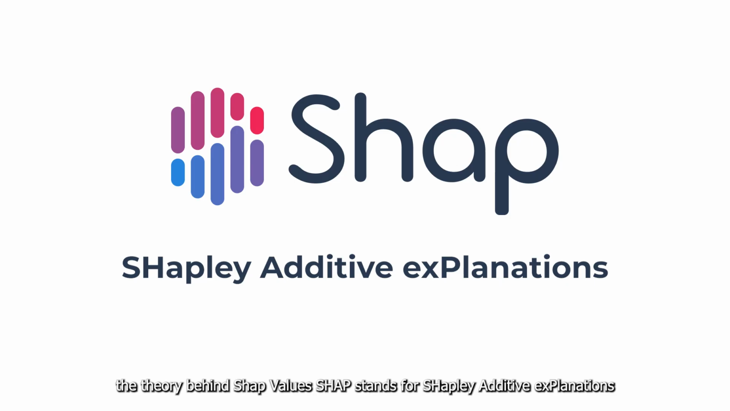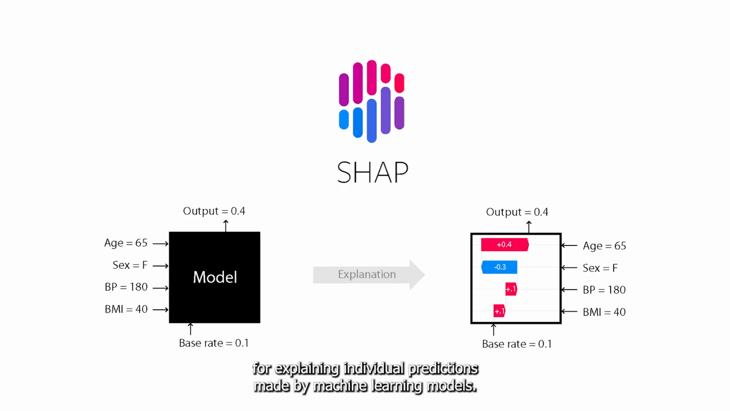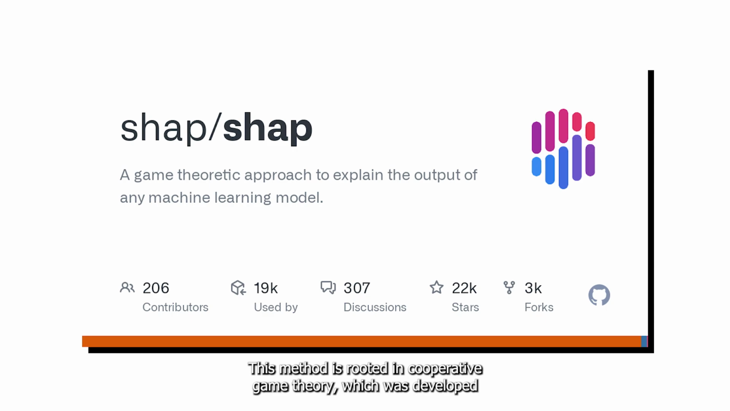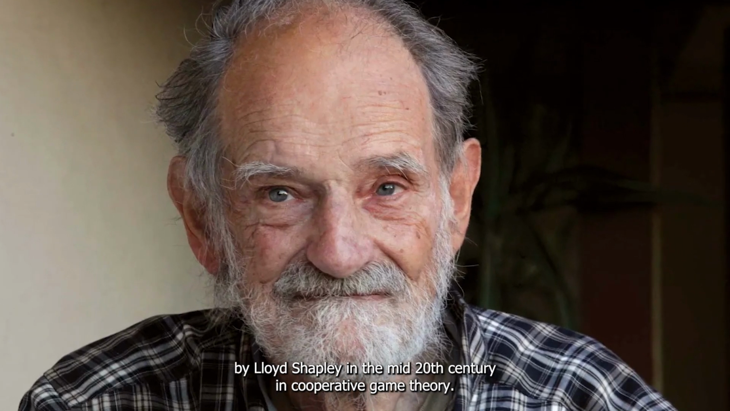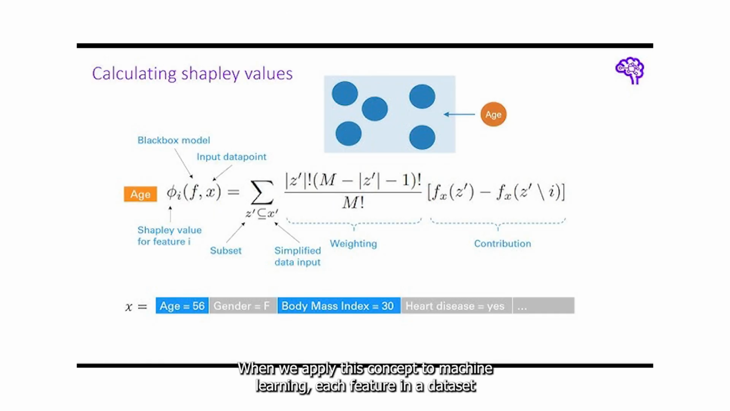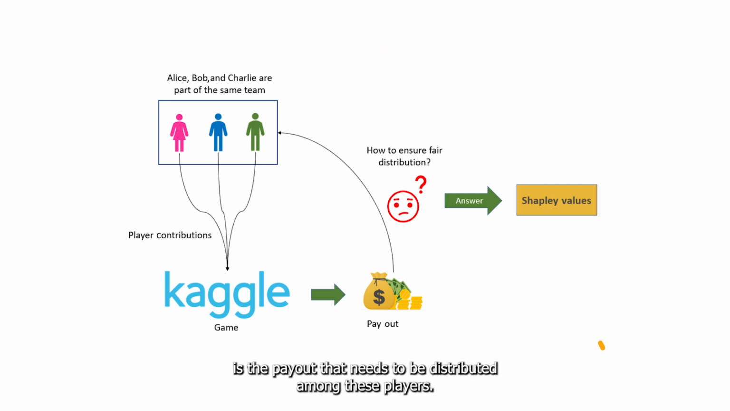SHAP stands for SHapley Additive Explanations, a powerful method for explaining individual predictions made by machine learning models. This method is rooted in cooperative game theory, which was developed by Lloyd Shapley in the mid-20th century. In cooperative game theory, the Shapley value is used to distribute the total gains to players based on their contributions. When we apply this concept to machine learning, each feature in a dataset can be seen as a player in the game, and the prediction made by the model is the payout that needs to be distributed among these players.